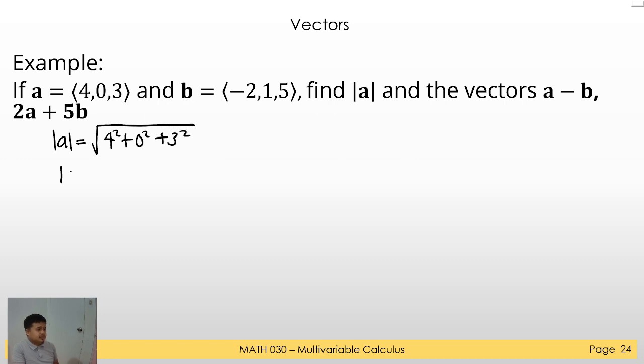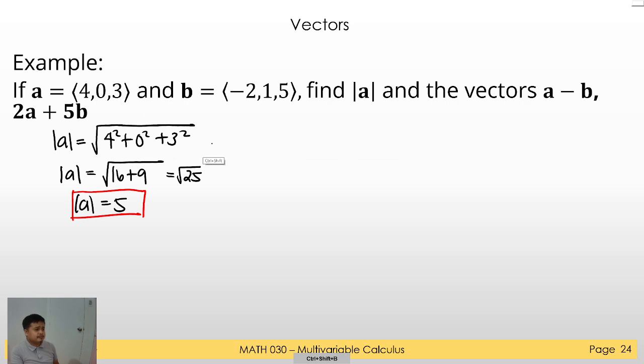So the length A will be equal to the square root of 16 plus 9. 16 plus 9 is 25. Therefore, the square root of 25 is equal to 5. So this will be your length, 5 units.